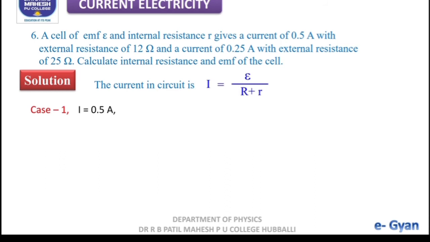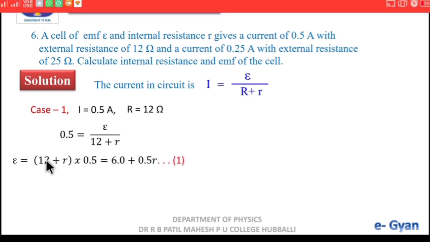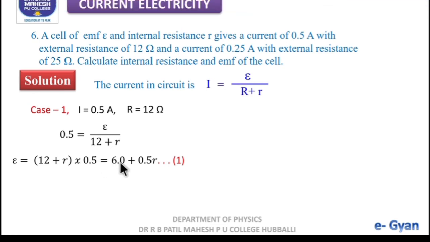I is equal to 0.5 ampere and external resistance R is equal to 12 ohm. Putting these two values in the above equation, we get 0.5 is equal to E divided by 12 plus r, and expressing this equation in terms of E, we get E is equal to (12 plus r) into 0.5, that is equal to 6.0 plus 0.5 r. Let this equation be 1.